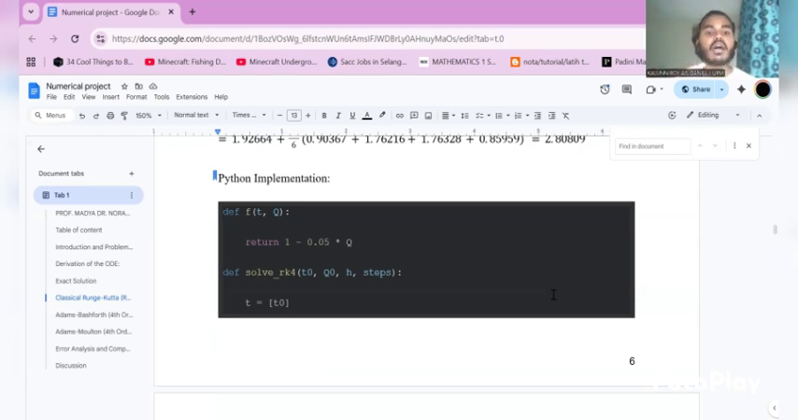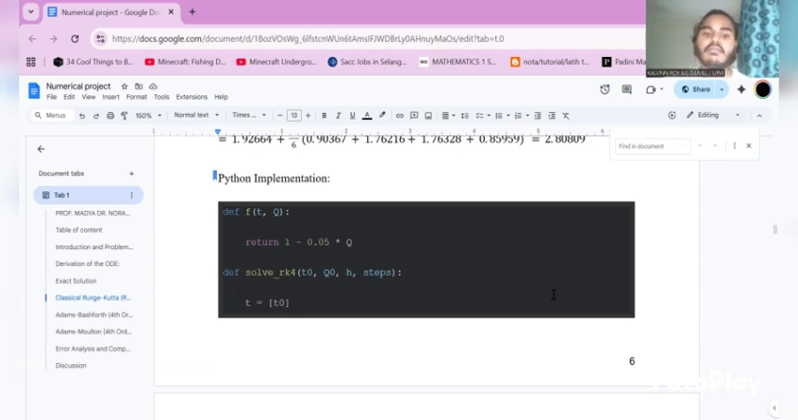Next, we defined the main method, which is solving RK4, as well as the variables we've already put there, which are t naught, Q naught, h, and steps, which we will later fill in with the respective values.